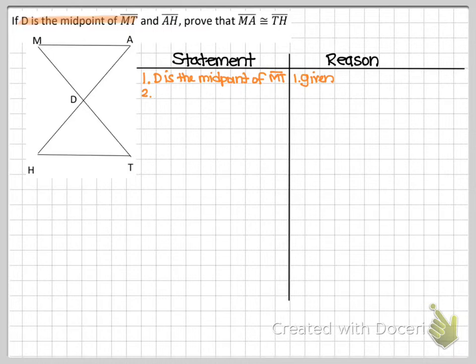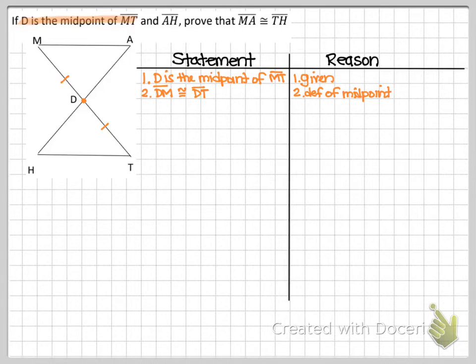So D is the midpoint of MT. So from D to M has to be the same as from D to T. That's going to be the next thing that I say. So line segment DM is going to be congruent to line segment DT. And the reason why I know that is because I used midpoint. So definition of midpoint. That takes care of the orange part of the given statement.